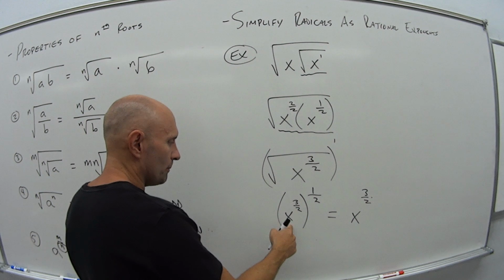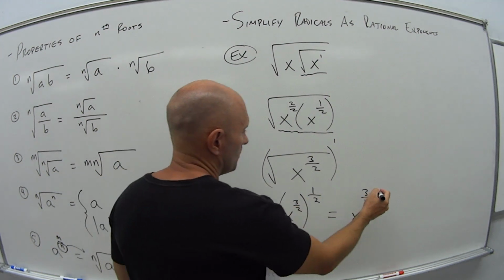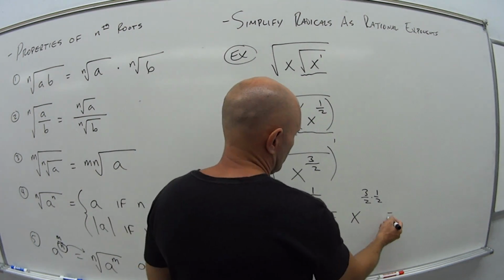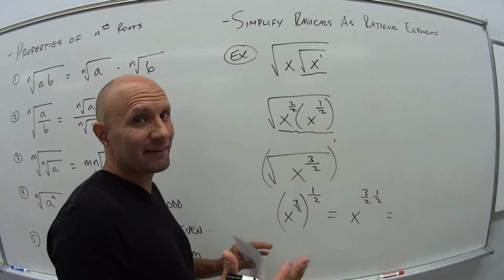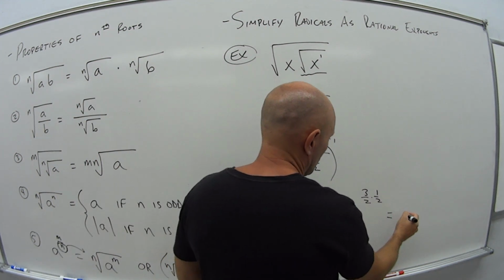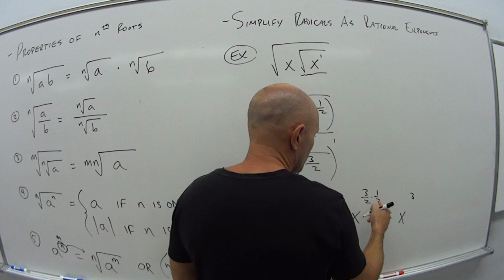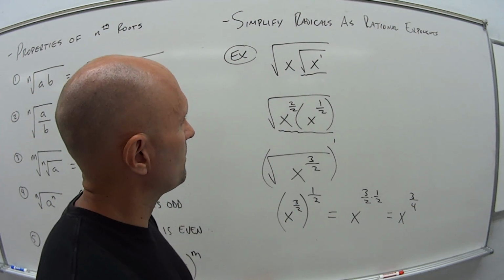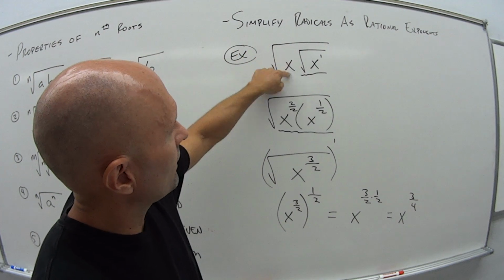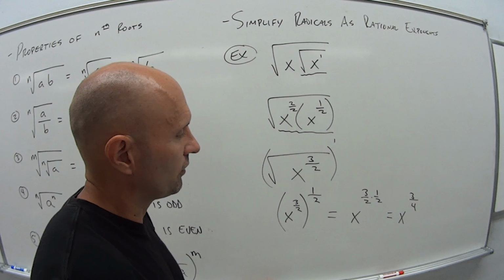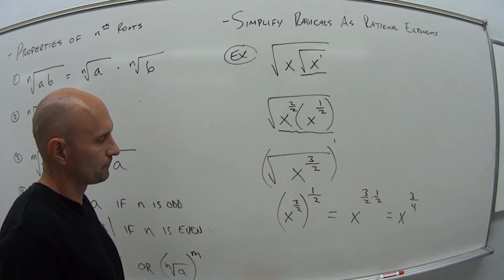So when I have a base to a power, I multiply the exponents. So when I'm multiplying, that's the simplest of my fractional math. I just multiply everything across. So 3 times 1 is 3. 2 times 2 is 4. So x to the 3/4 power. So the square root of x times the square root of x is really just x to the 3/4 power.